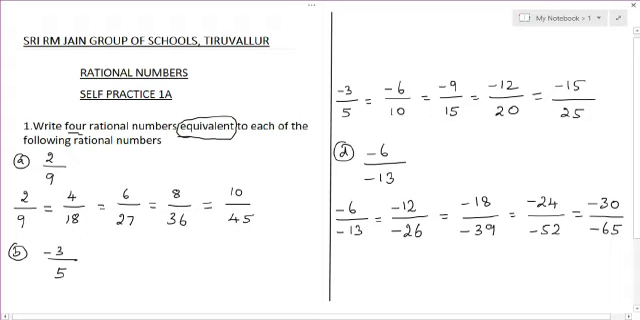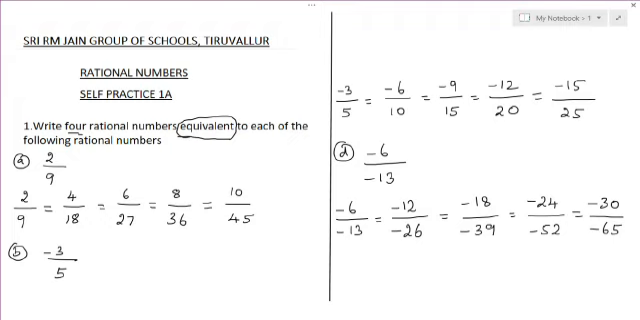In the same manner, the next sum is minus 6 divided by minus 13. If you multiply it with 2, it is minus 12 divided by minus 26. With 3, it is minus 18 by minus 39. With 4, minus 24 divided by minus 52. With 5, it is minus 30 divided by minus 65.